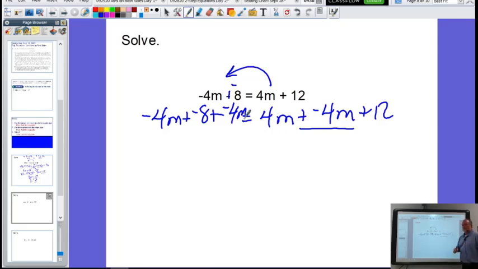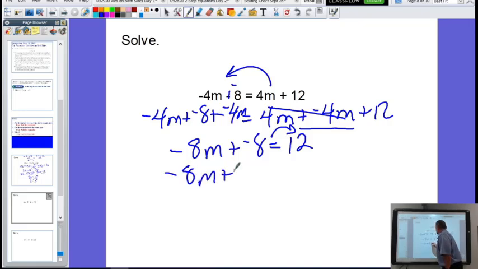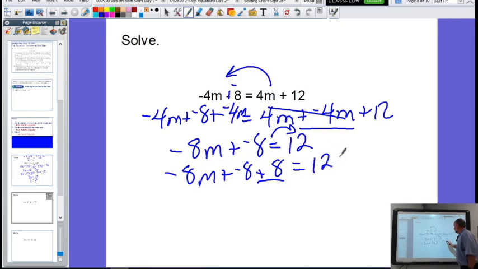So now I put like things together. Negative 4m and negative 4m make negative 8m plus negative 8 equals, and then on this side my 4m's go away, and I'm left with 12. So now I need to move my negative 8 over to be with the 12. So negative 8m plus negative 8 plus the positive 8 equals 12 plus the positive 8. So we end up with negative 8m equals 20.